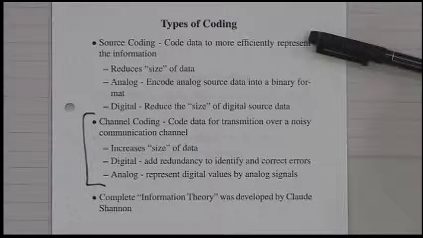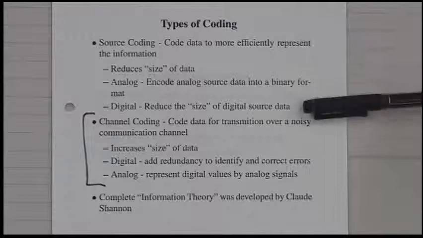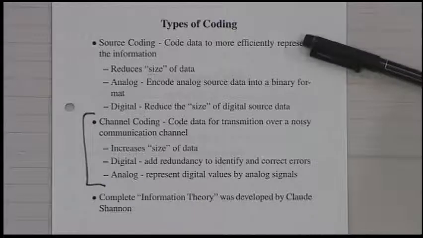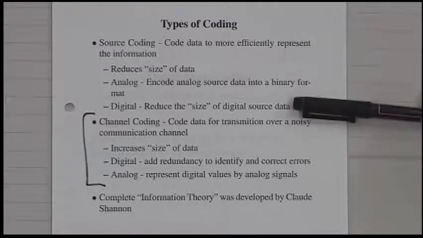Roughly speaking, a lot of coding breaks into two major categories. One is source coding, and the other one is channel coding. In source coding, the idea is that you want to take some source of data and code it so that you represent it with the fewest number of bits to the greatest accuracy. So this is what we'll really be talking about.